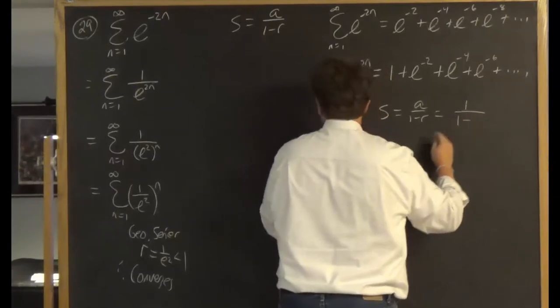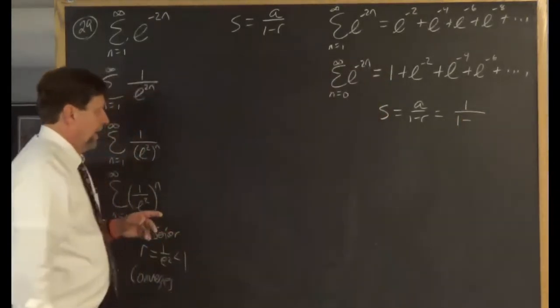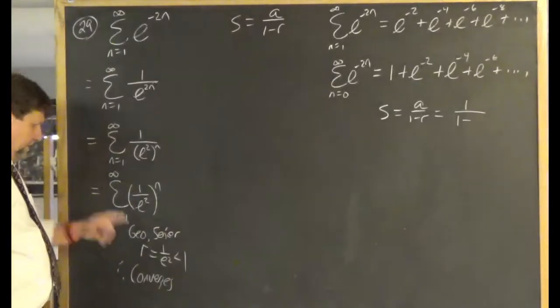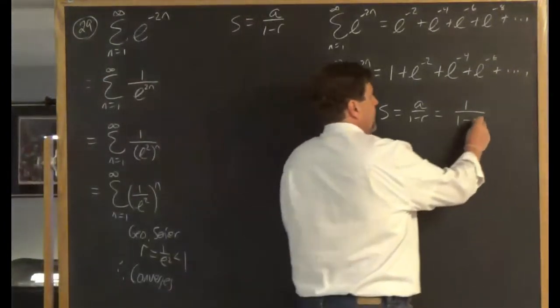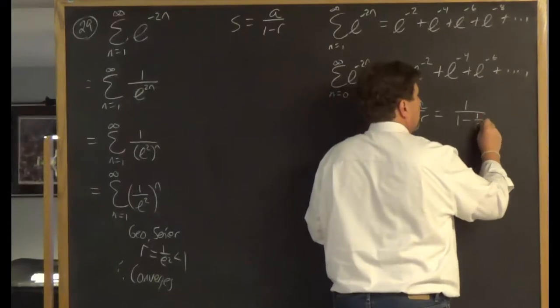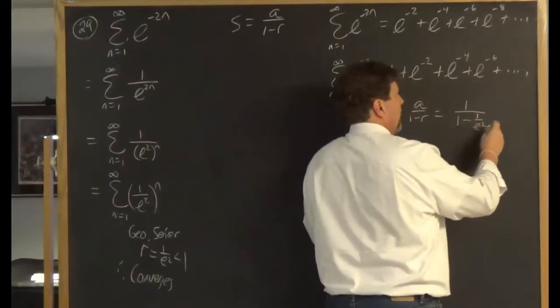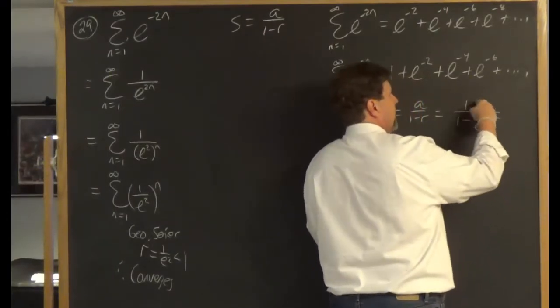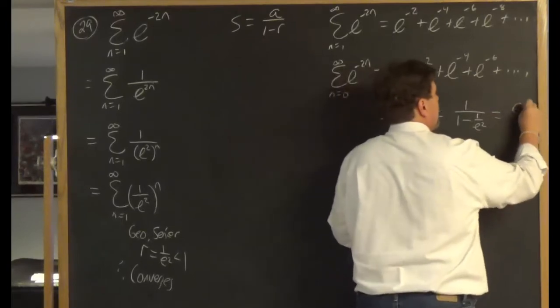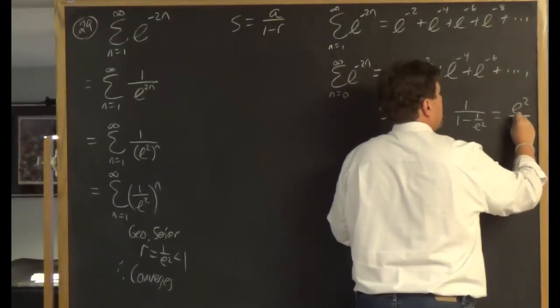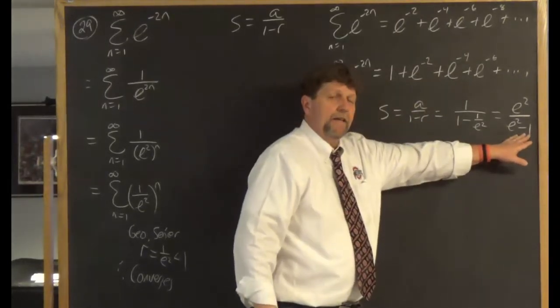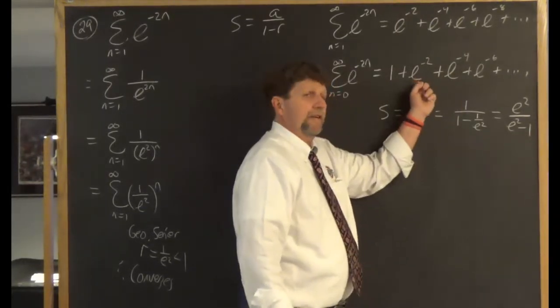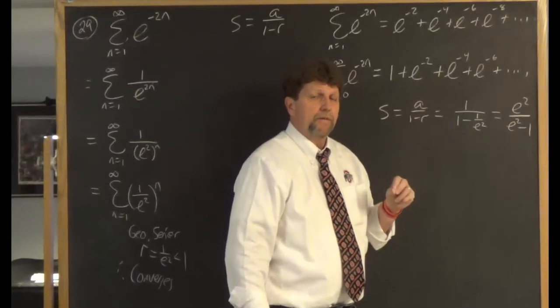R is, all right, let's see. Over here I have what r is. Oh, r is 1 over e squared. You know I don't like the looks of that. So I multiply numerator and denominator by e squared. This is the sum of this convergent geometric series.